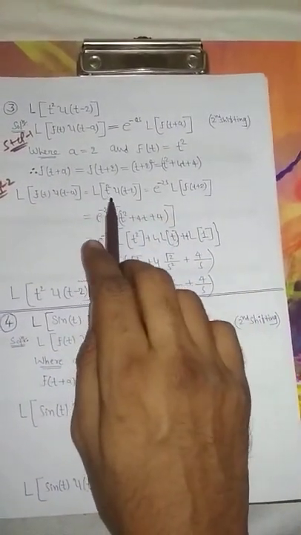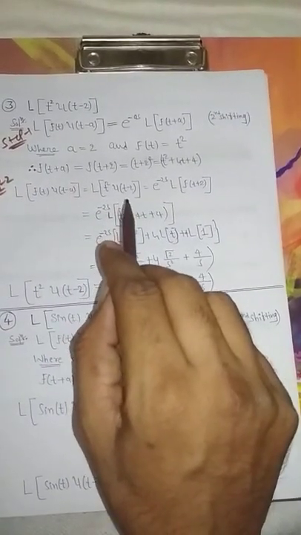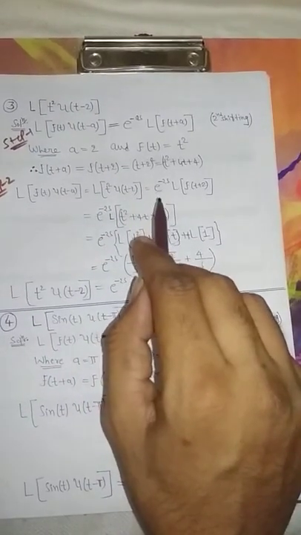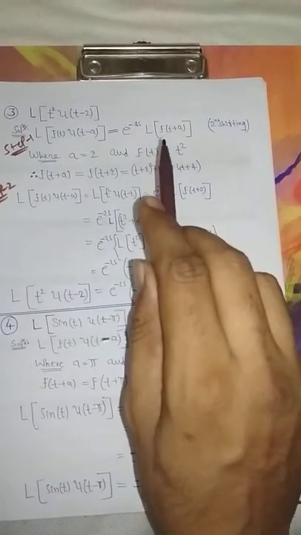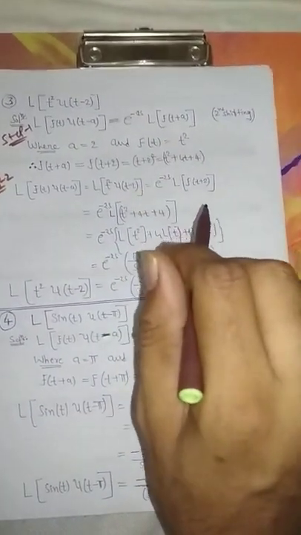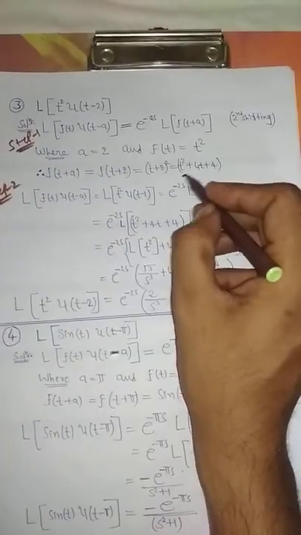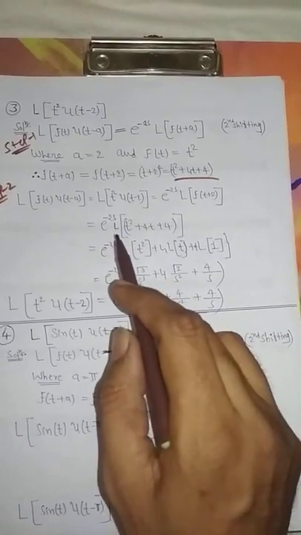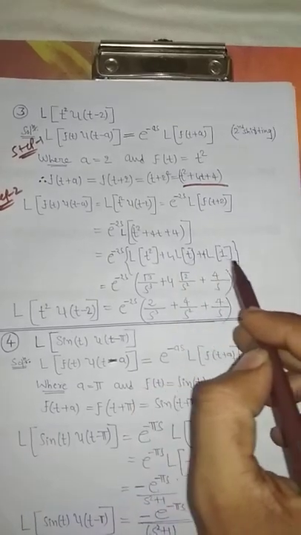So first of all, t square is our original function in the question, and f of t u of t minus 2, a equal to 2. So the right hand side will be e raised to minus 2s. We are putting a equal to 2 and f of t plus 2. Our new function f of t plus 2 is this. So e raised to minus 2s Laplace of t square plus 4t plus 4. Individually find the Laplace of each term.